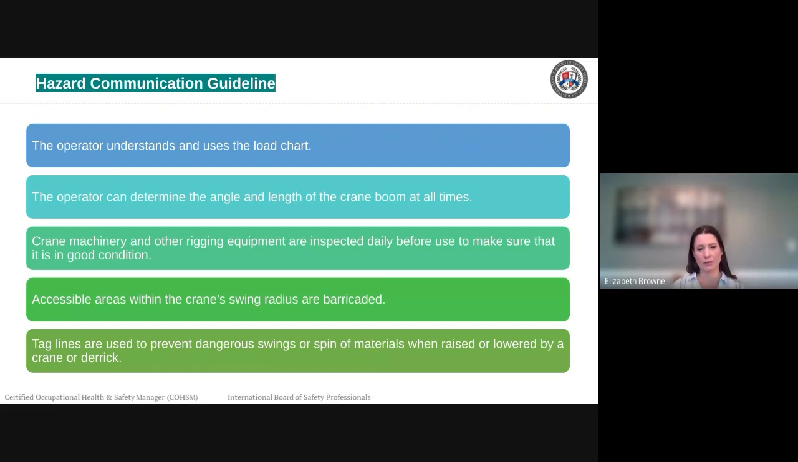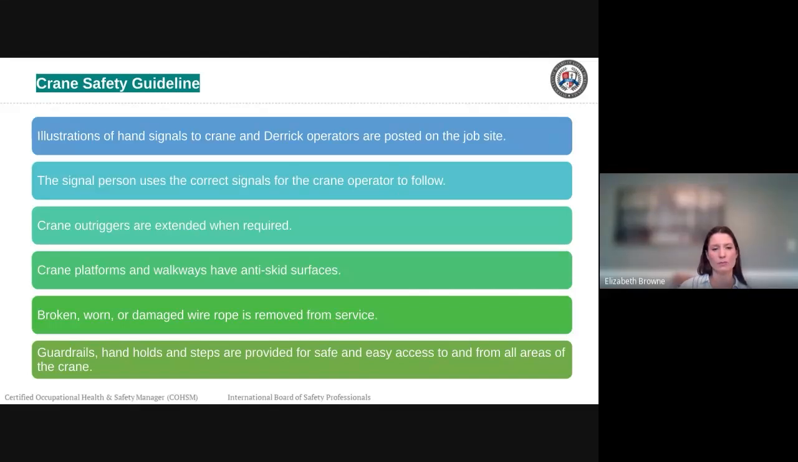Crane machinery and other rigging equipment are inspected daily before use, so a pre-operation inspection to make sure that they're in good condition. I recommend that this be documented along with your forklift pre-operation inspections, and you store records of these for at least 1 year. Accessible areas within the crane swing radius are barricaded, and unauthorized people should be prevented from being within that barricaded area. Taglines are used to prevent dangerous swings or spins of materials when raised or lowered by a crane or derrick. This helps the load stay under control.